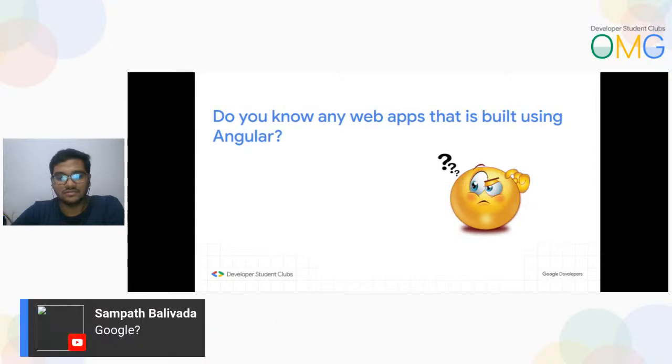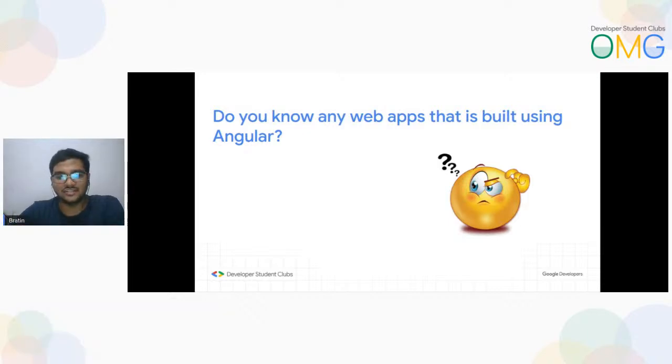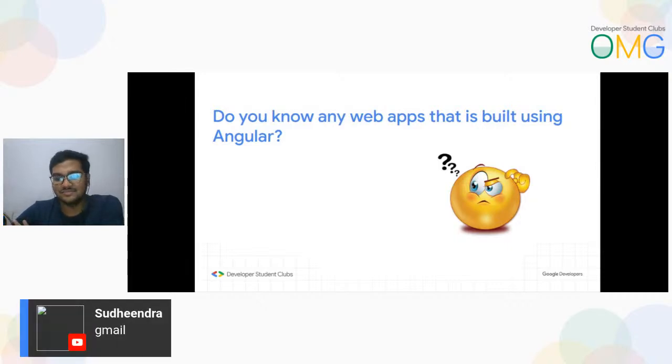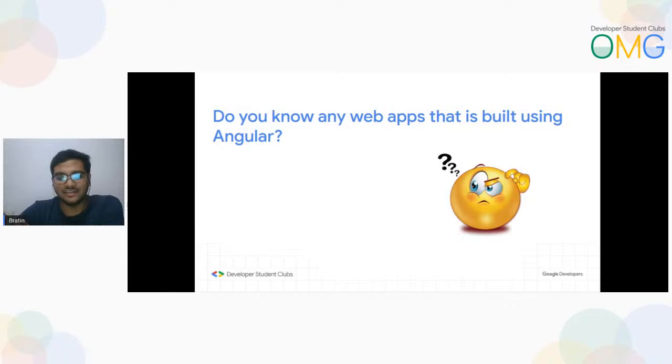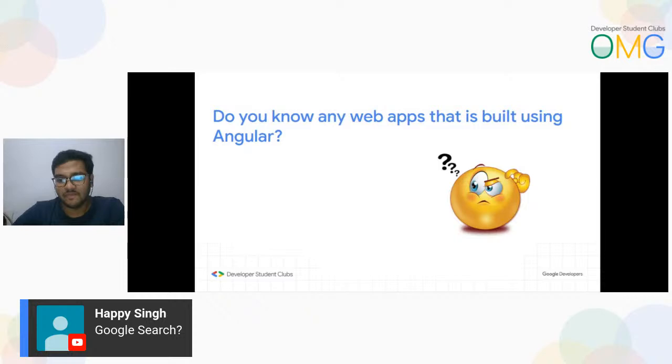Google. Okay, very close. Google product. The hint is Google product. Gmail. Yes, Gmail. It's perfect. Any other examples? Okay. Yeah, Gmail application, Google search.